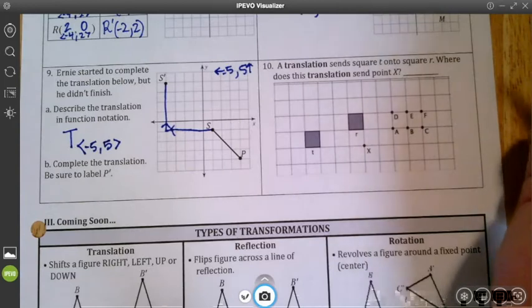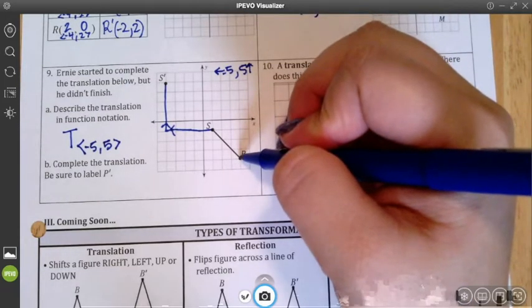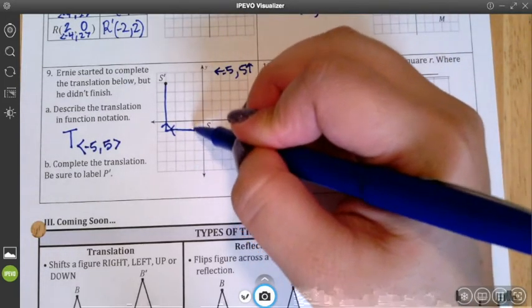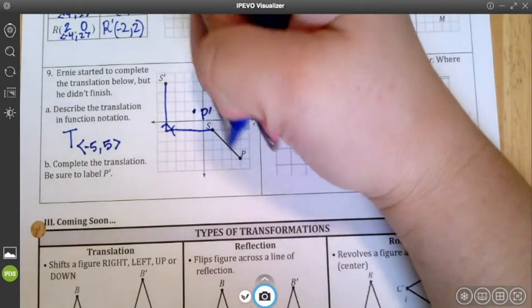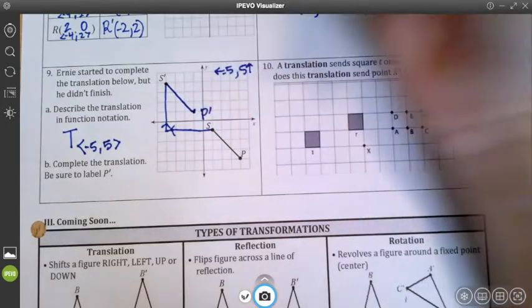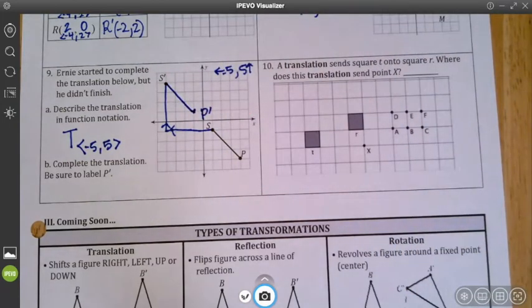Complete the translation and label point P. So again, we're going over 5, up 5. There is point P prime, but we also have a segment there, so we have to draw in the segment for the transformation or the translation to be complete. Translation is a type of transformation. So we'll be learning other types of transformations as well.